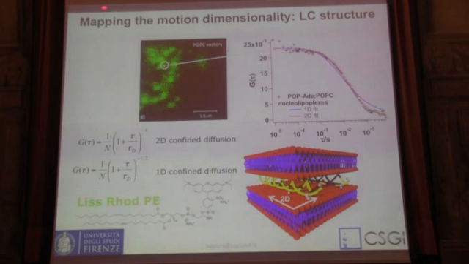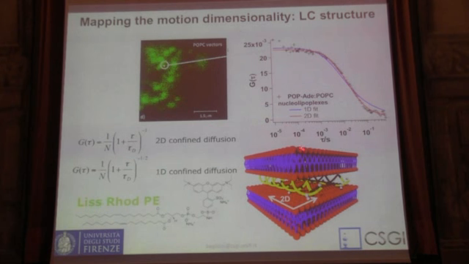What is nice is that if you map your system by using confocal microscopy, in this case fluorescence correlation spectroscopy, you can look at different regions of your system.